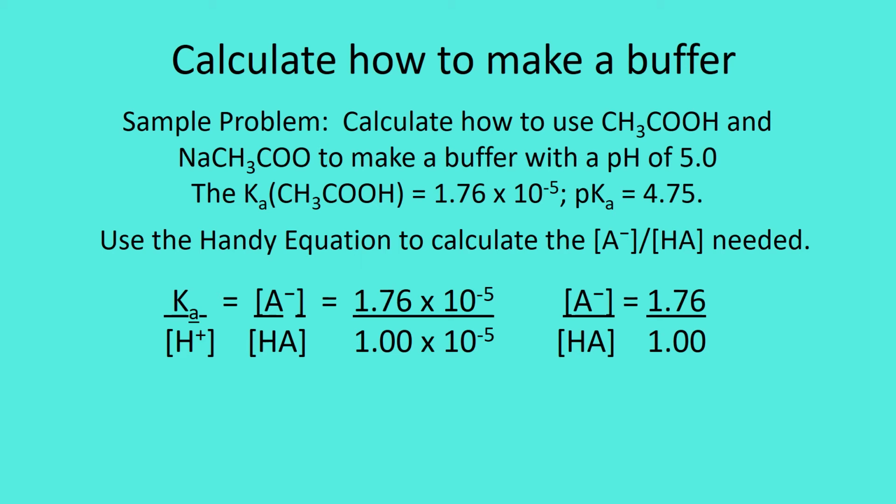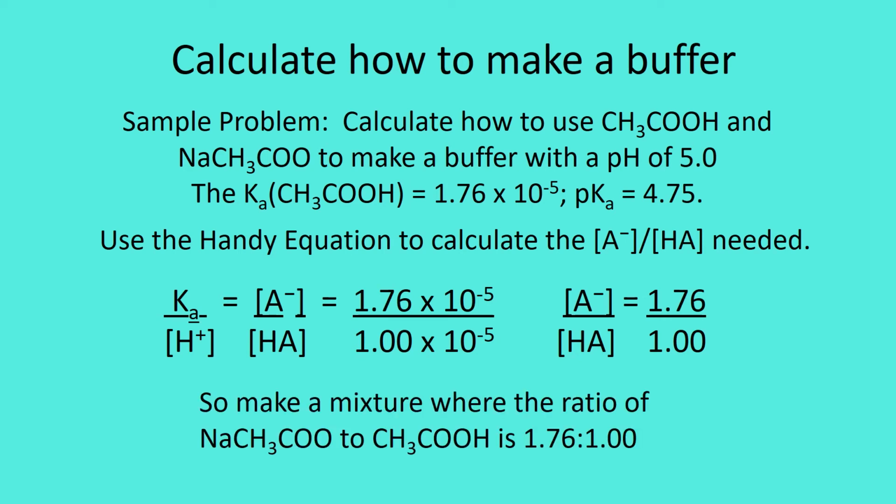So notice that our A minus over HA ratio is simply the Ka over the H plus concentration. In this case, our Ka is 1.76 times 10 to the minus fifth. And since the pH we're aiming for is 5, that means the H plus concentration is 1 times 10 to the minus fifth. And we can plug that into our equation. So the A minus to HA ratio we're aiming for is 1.76 to 1. So the idea is we're going to make a mixture where the ratio of sodium acetate to acetic acid is 1.76 to 1.